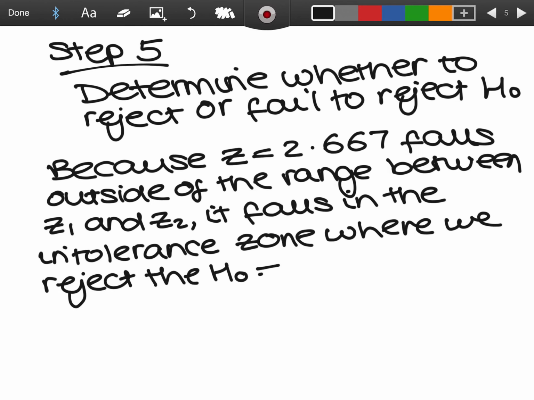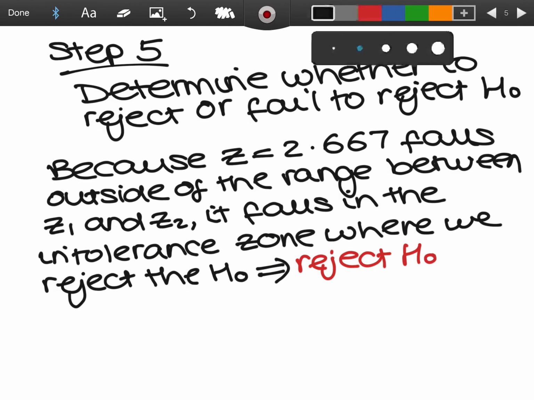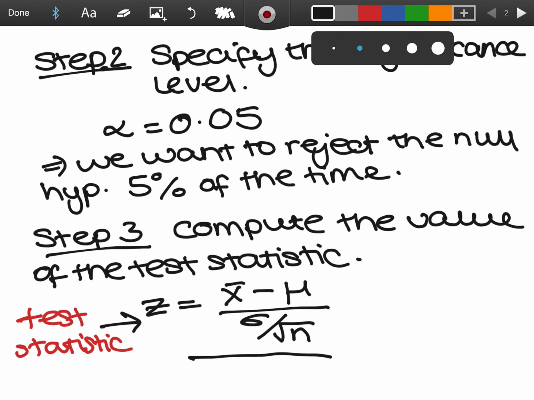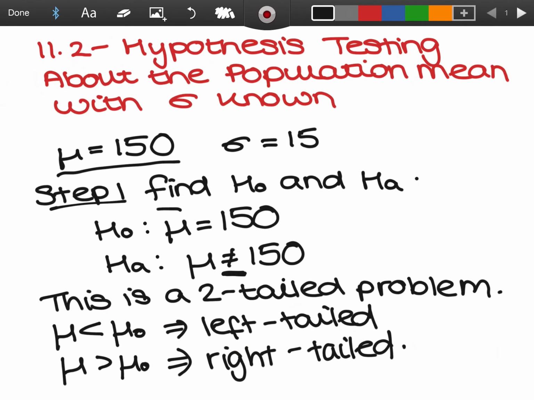Okay, so this means in this case we're actually going to reject our null hypothesis. What does that mean? Put it back in terms of the initial problem. If we look back at our initial problem, these were our hypotheses. We're rejecting that null hypothesis in favor of the alternative. That means that we think that our mean is different than 150.